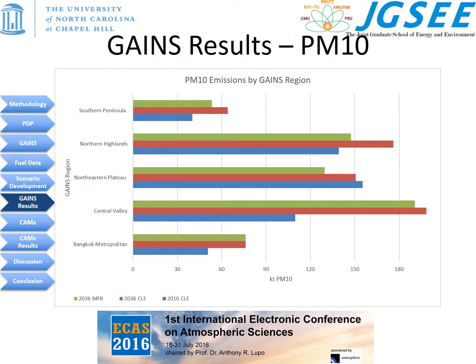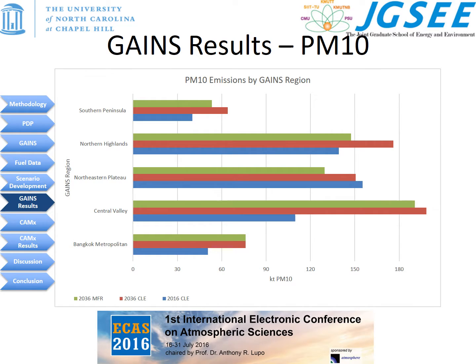PM10 emissions were higher in the CLE 2036 than in the MFR 2036 by a factor of 1.1. However, comparing only the power plant sector, CLE 2036 emissions were higher than the MFR 2036 by a factor of 2.8. Northern Highlands region had higher PM10 emissions in the MFR 2036 as opposed to the CLE 2036, most likely due to an absence of emission control technologies on biomass in the region.